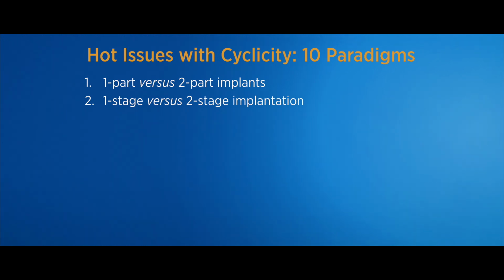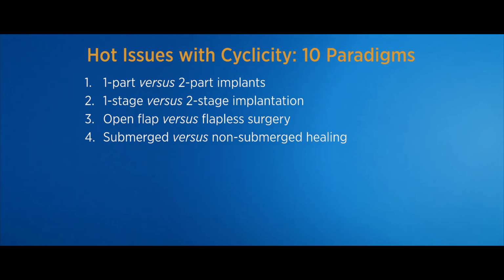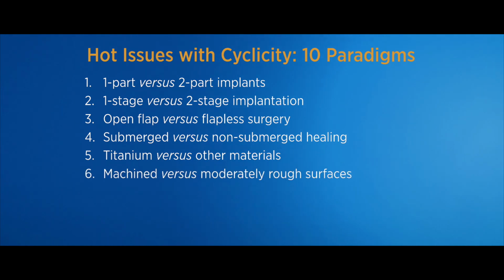Now you see, in recent years, there were a lot of discussions, and I depict here 10 paradigms that were in heavy discussion: whether we should have 1-part versus 2-part implants, 1-stage versus 2-stage implantations, whether we should do open flap surgery versus flapless surgery, and whether we should submerge the implants or let them heal in a transmucosal, non-submerged way. Should we use titanium or should we use other materials? In that respect, today we get mostly zirconia into the discussion. The machined versus moderately rough surface was for a long time a fight among the industry, and it is quite clear that the moderately rough surfaces are the ones to be used today.